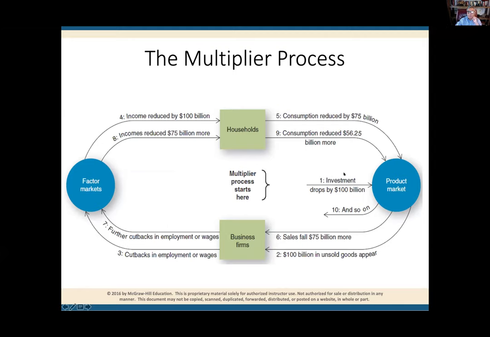Let's say, where does it begin? Right here. Investments drop by $100 billion. Well, guess what? That $100 billion was going to be the income of someone else. So now we have $100 billion in unsold goods. Somebody did not purchase that 100, and that was going to be the potential wages of individuals. So now individuals are going to reduce consumption by $100 billion. That $100 billion was going to be the income of a household, and now they're not going to be able to consume what they were planning. In this case, they had an MPC of 0.75, which means they were going to consume 75%, so consumption is reduced by $75 billion.